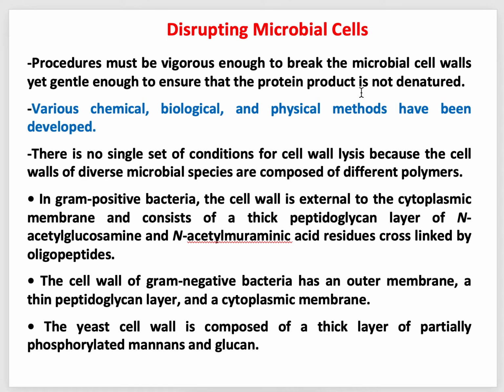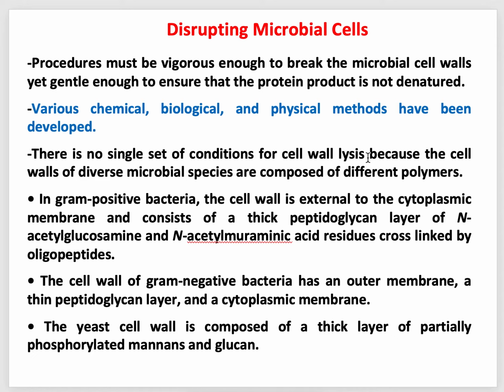Okay, so that's why the procedures that will be used should be vigorous enough to break the cell wall, but not the protein product, our target or desired protein product. Okay, and cell disruption can be done by chemical, biological, and physical methods. However, there is no universal method of cell disruption, or you can say there is no single set of conditions for cell wall lysis, because the cell walls of different microorganisms are different.